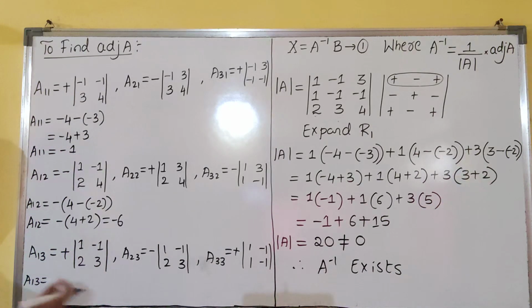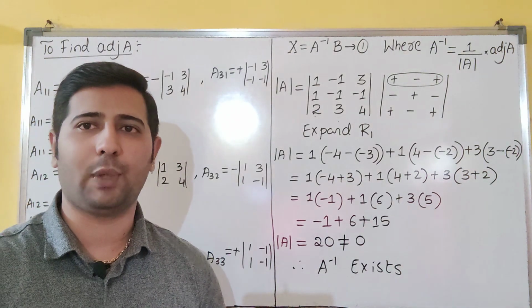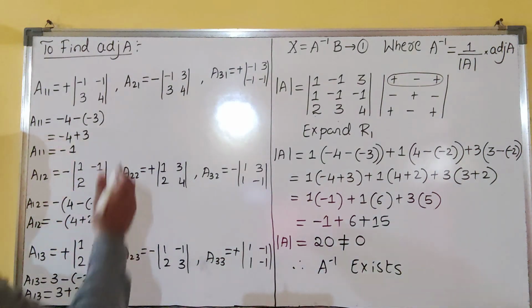So plus sign is there, you may write or you may not, doesn't matter. 1 into 3, 3 minus 2 into minus 1, minus 2, dear students. So this will give 3, minus into minus plus 2. So that is 3 plus 2 is 5, dear students. This is A13. I hope everyone is understanding what I am doing. Clear? So now next is what?